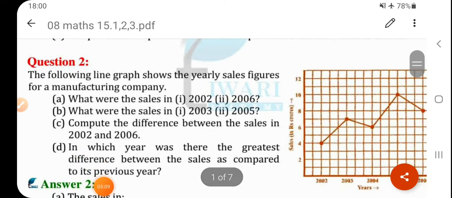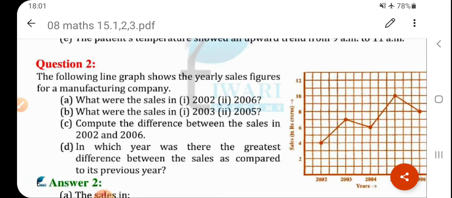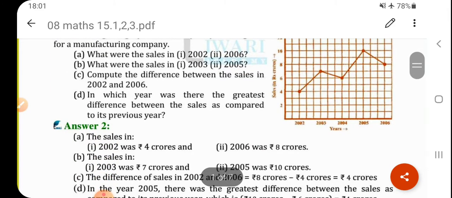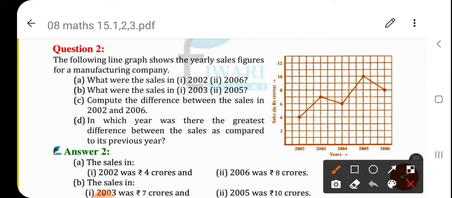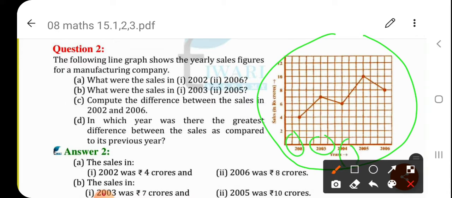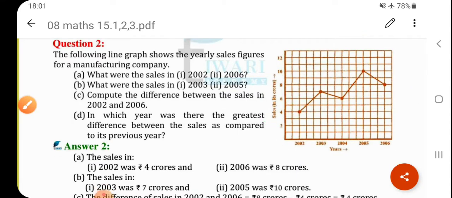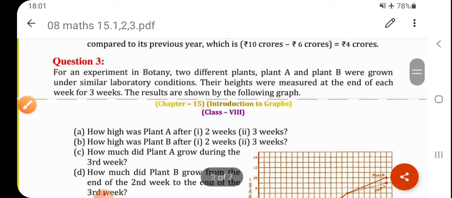Second question, the following line graph shows the yearly sales figures of a manufacturing company. We have to give the answer. This question is in the homework. Answers are already given. Let me explain the graph. This graph is about the yearly sales, the sales of a particular manufacturing company in different years. Here from 2002 to 2006 is given, and on the y-axis the sales. What is the amount of sales? Rupees in crore. It is given 2 crore, 4 crore. So you have to give the answer from the question.